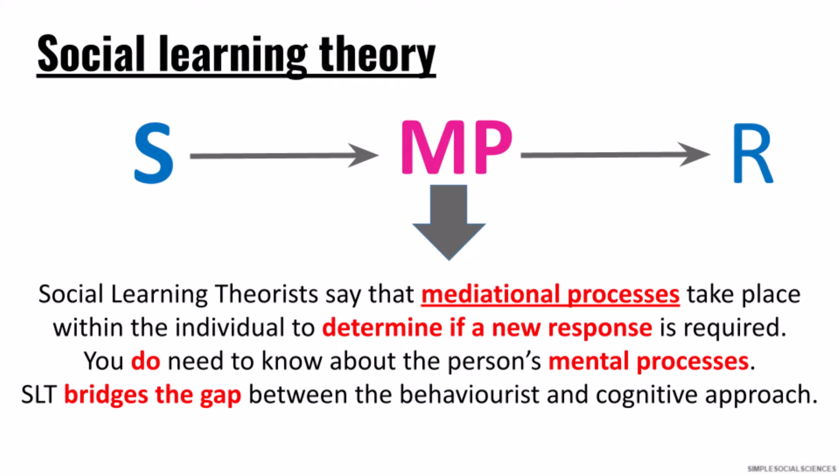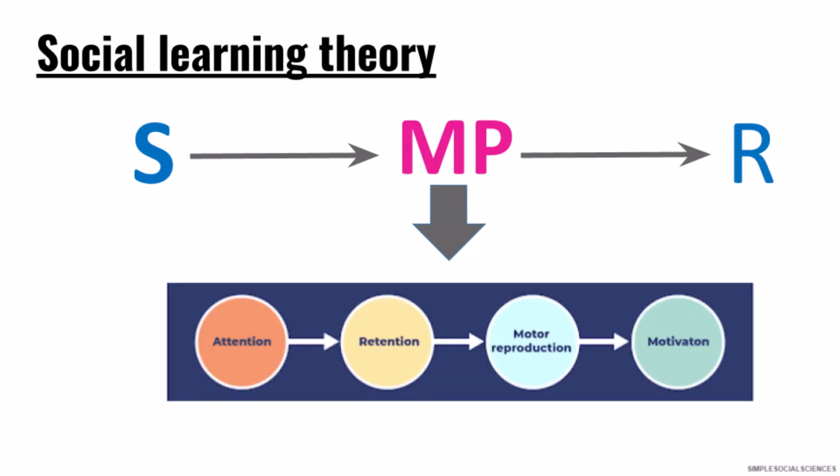The first is attention. The behaviour must grab your attention and maintain your attention in order to be learnt. The second is retention. This behaviour needs to be remembered, obviously, in order to repeat it later. The third is motor reproduction. It must be physically possible for the behaviour to be repeated. Fourth is motivation. This refers to the will to perform the behaviour. It should have a positive outcome rather than a negative one in order for the individual to repeat this behaviour.